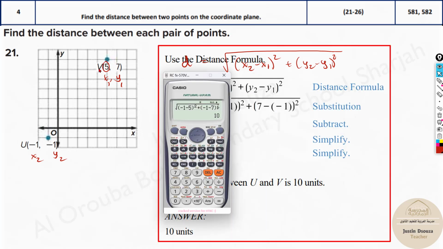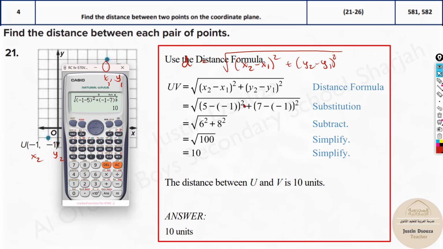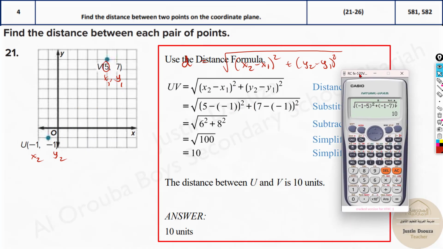You don't need to write anything in detail. Just put it in the calculator and solve it up. Now over here they have taken the x1 values as 5 and minus 1 as y1. And the other thing, they've just swapped this and still you get the same answer. See, x2 is 5 minus negative 1. Now please remember, use the brackets properly when the term is also negative. See, minus of minus 1 the whole square plus 7 minus of minus 1 the whole square. Just put in the calculator.